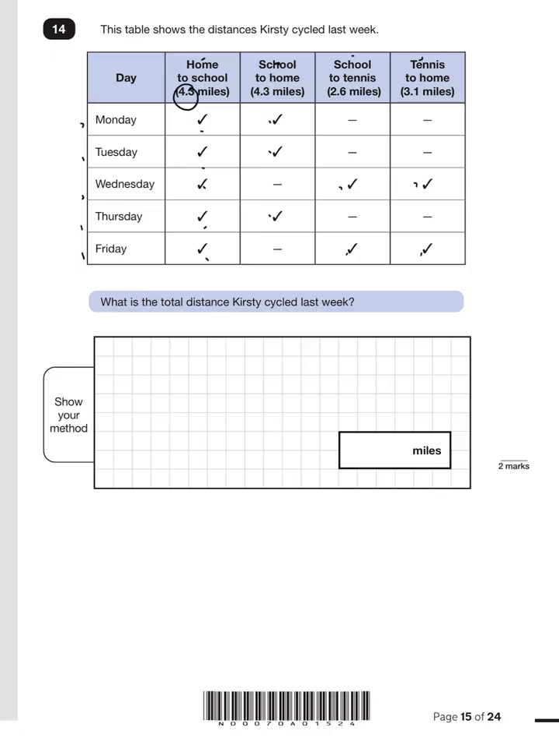So we've got 4.3. There are 5 days in the school week. 1, 2, 3, 4, 5. So we're doing 5 times 4.3. 5 times 4 is 20. 0.3 times 5 is not 15 because that's 3 times 5. So it would be 1.5. If we add the 20, we get 21.5. So that is all this section done.